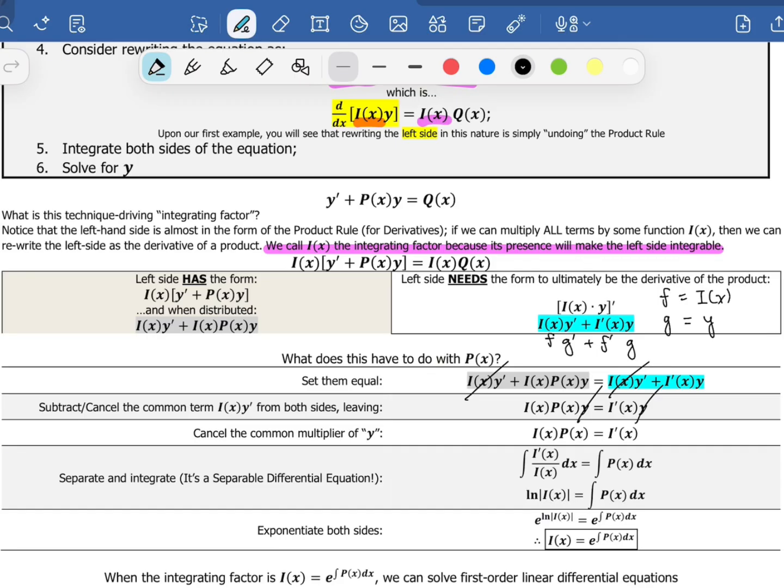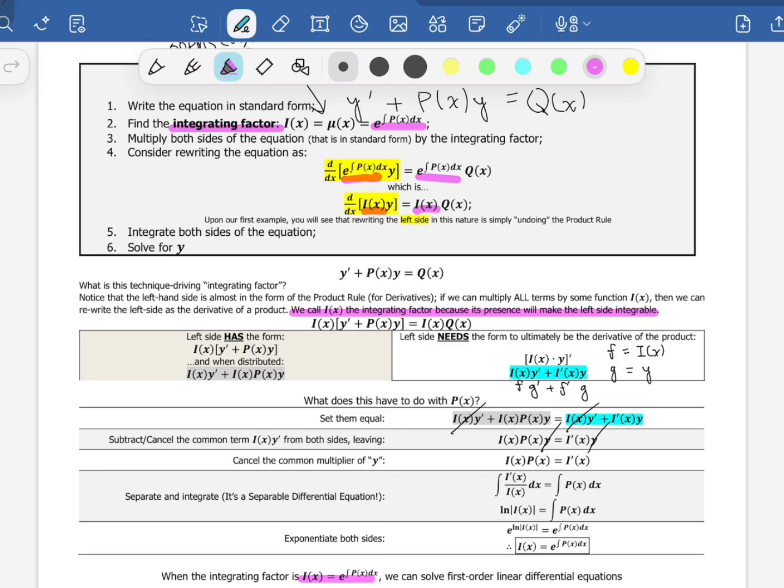Now, if we want the I of x all by itself, we just exponentiate both sides and we get, voila, I of x equals e to the power of the integral of p of x dx. And we will be using this integrating factor to solve our first order linear ODEs. All of this will make a lot more sense when you see the first example.